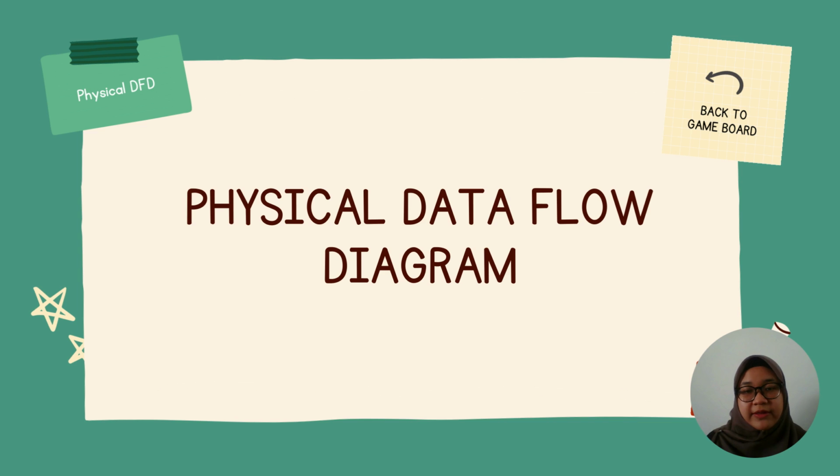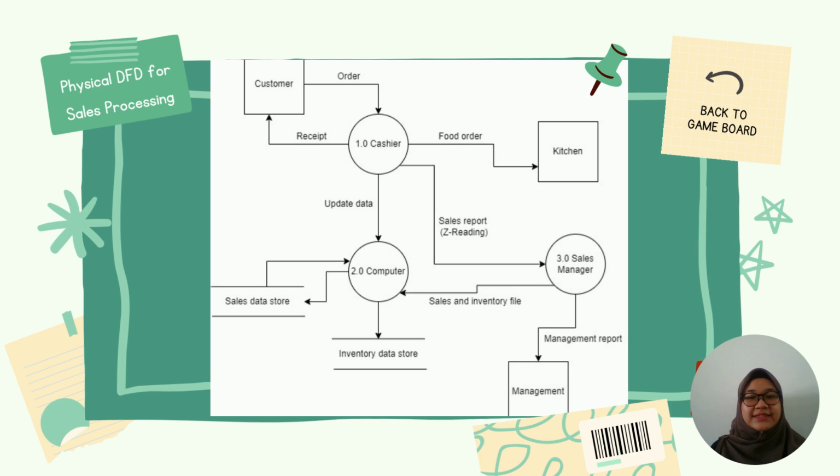I will explain about the physical and logical data flow diagram of MarryBrown Sendian Berhad. First is the sales processing physical DFD. There are three external and internal entities: customer, kitchen, and management for the external. Meanwhile, for the internal are cashier, computer, and sales manager.